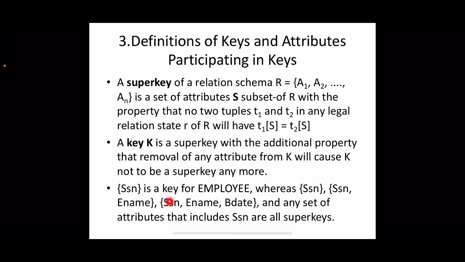In the second case also, SSN, ename, birth date is not a key because if we remove the birth date, the key property is still there. If we remove ename and birth date also, it can still be treated as a key, right? So that is the difference between a key and a super key.